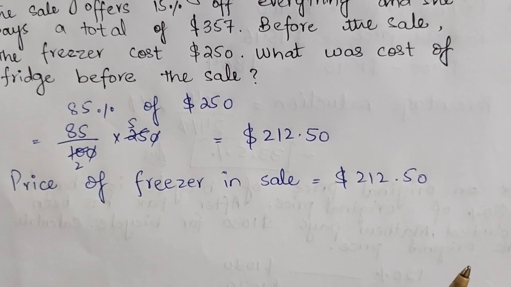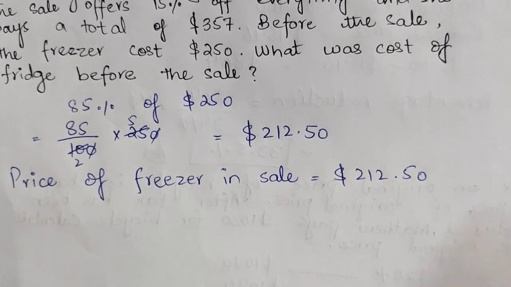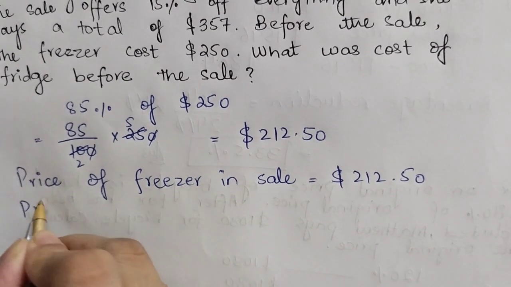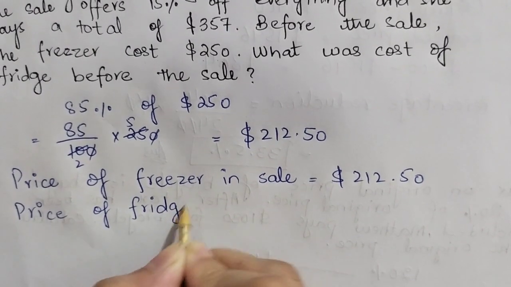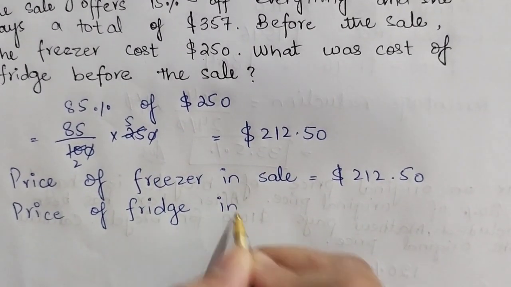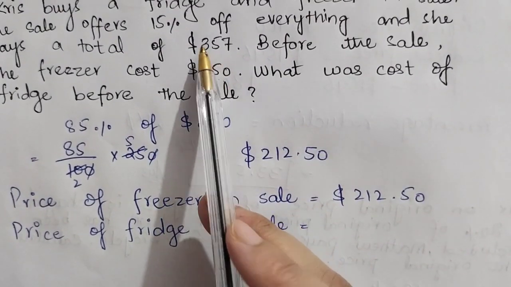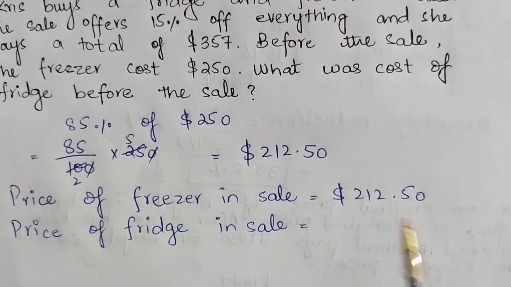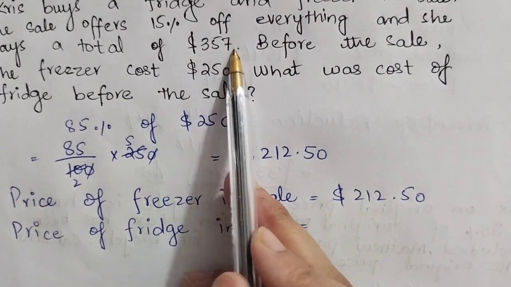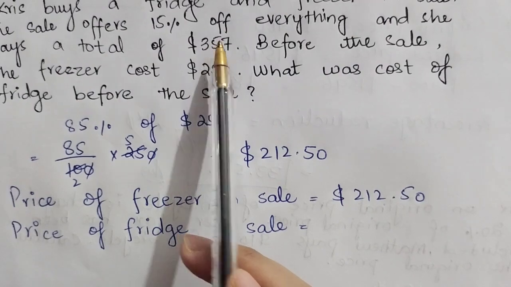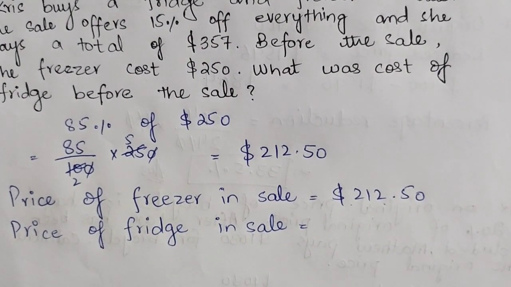Now you have to calculate the cost of the fridge before the sale. Okay, but we are given the price of the fridge in sale. How do we know it? Because we know the total amount she paid, which is $357. If she buys the freezer for $212 and the total payment is $357, so when we subtract 212 from 357, we get the price of the fridge.